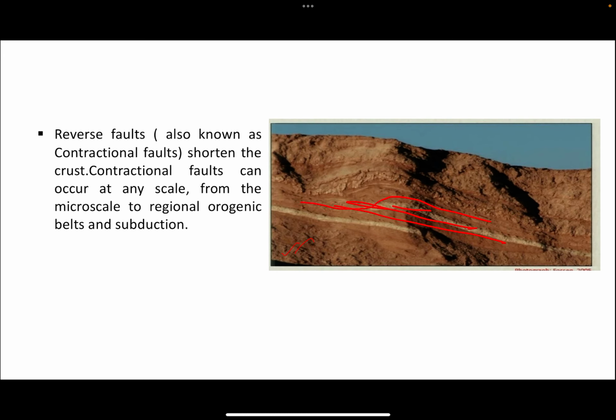We can see that a particular white layer has been offset due to faulting, thrusting or reverse faulting; it has moved, and the entire crust got shortened. It occurs at microscale, in regional orogenic belts, and also in subduction zones.